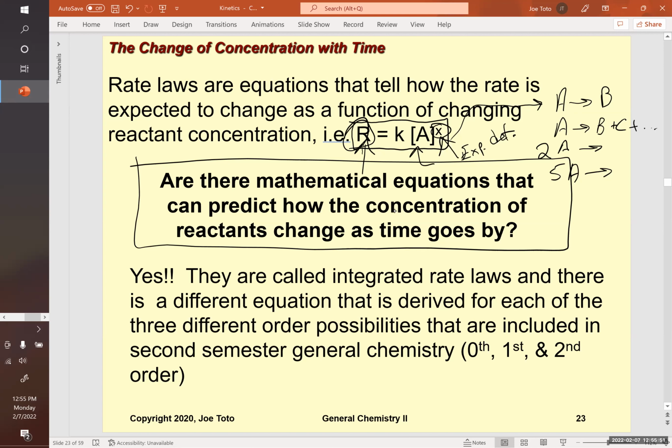All right. And like I said, this rate law talks about how the rate of a reaction changes with changing concentration, but it doesn't say anything about how concentration changes in time. So we want to introduce the next bunch of important equations, which are called the integrated rate laws. So without further ado, we go to the next slide.